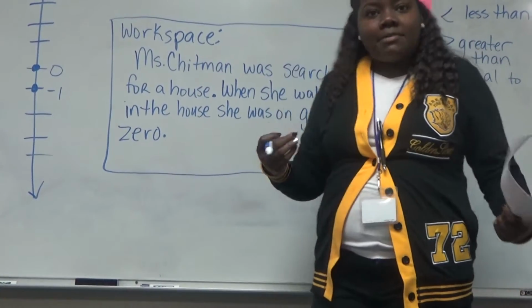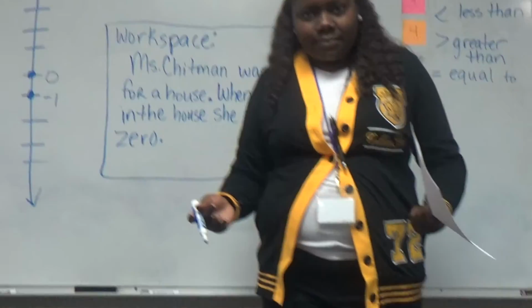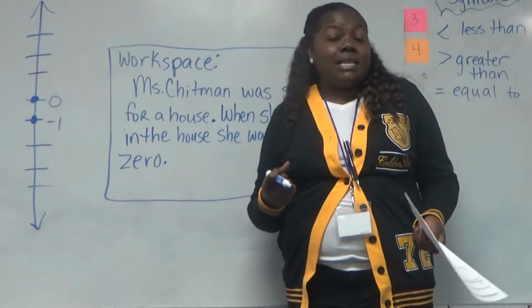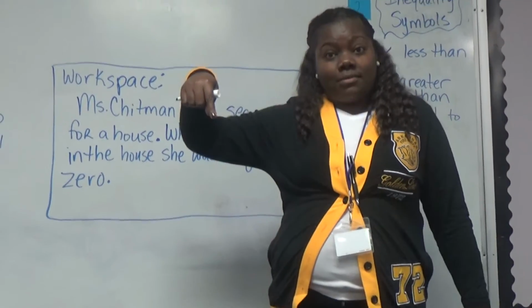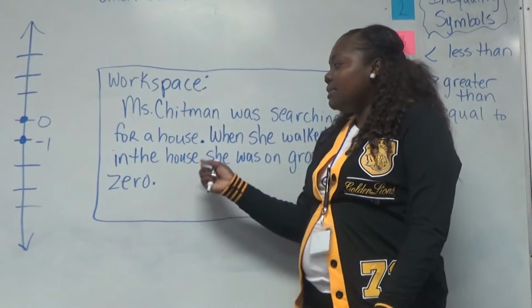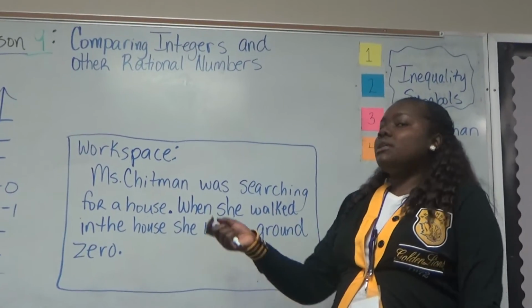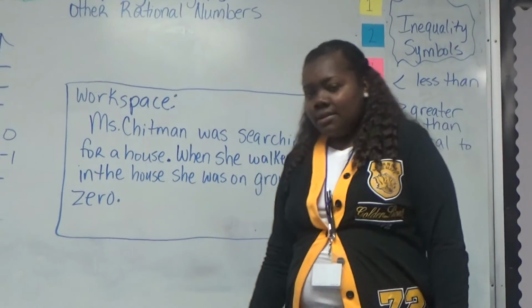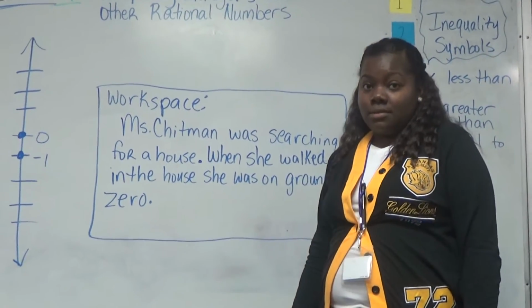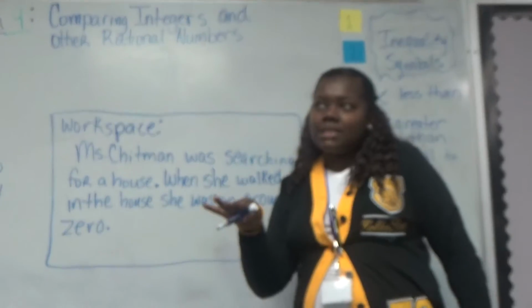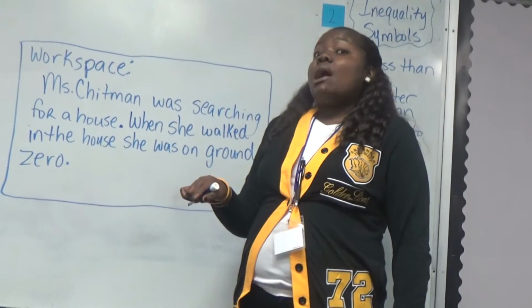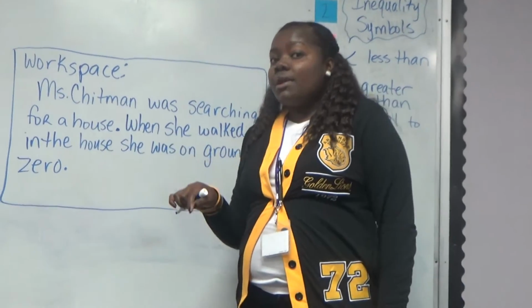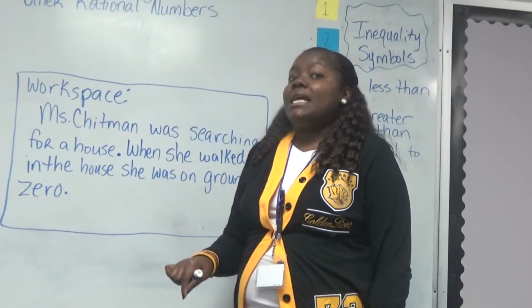Now, what do I have to represent next? -1. So something has to happen that's going to make me go down. So what could I possibly do in this house to show that I go down one? I went downstairs. If I'm on ground zero and I have to go down, that's underground, right? So I went down, and when you go underground in a house, that's called the basement.